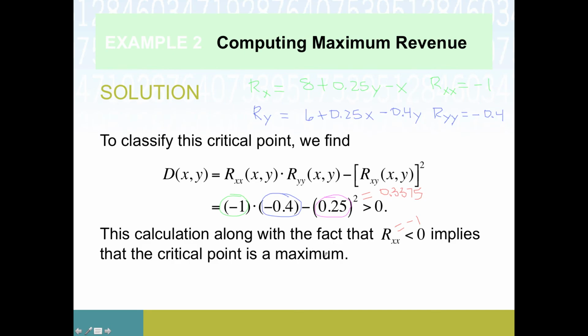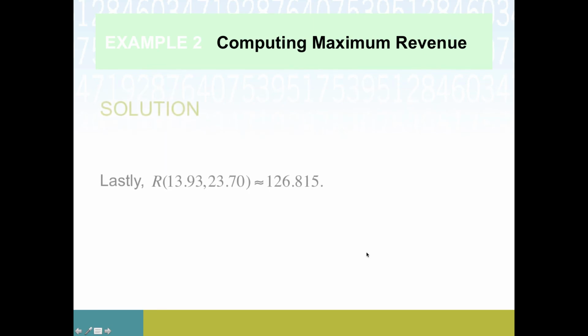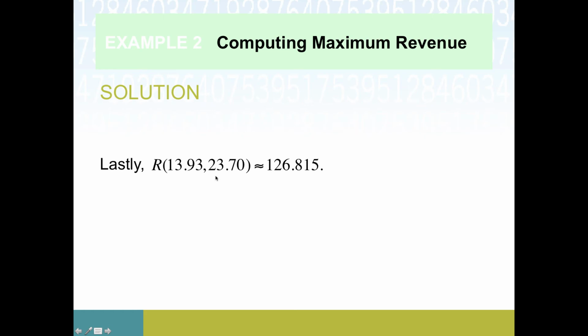So this is more comfort than any real new information for us, because the hope was, starting with this revenue function, that whatever critical point we come up with would correspond to a maximum. So this is more of a sigh of relief than a, oh, that's interesting kind of moment. The last thing they wanted was the actual maximum revenue, like how much money do they make out of this? So if we take that x coordinate and y coordinate and dump those in here, R of that is something around 126 and some change.